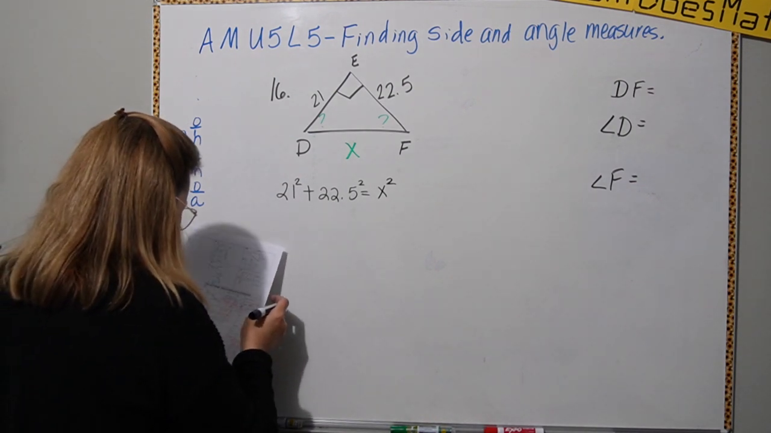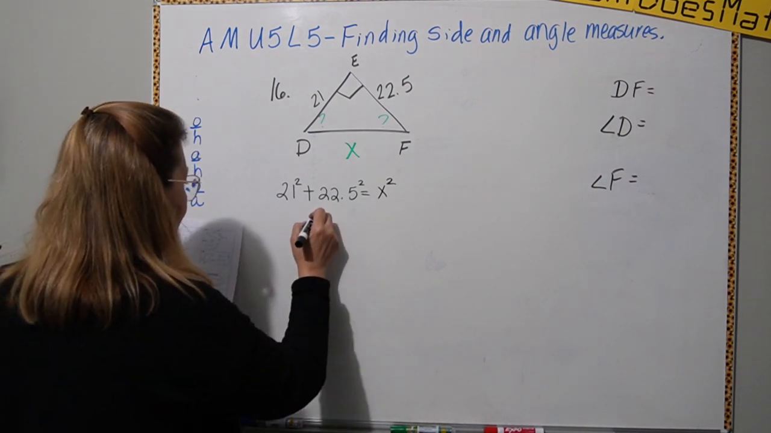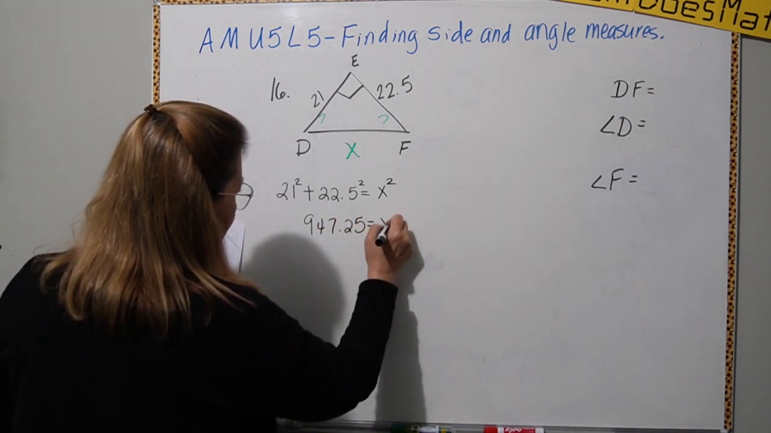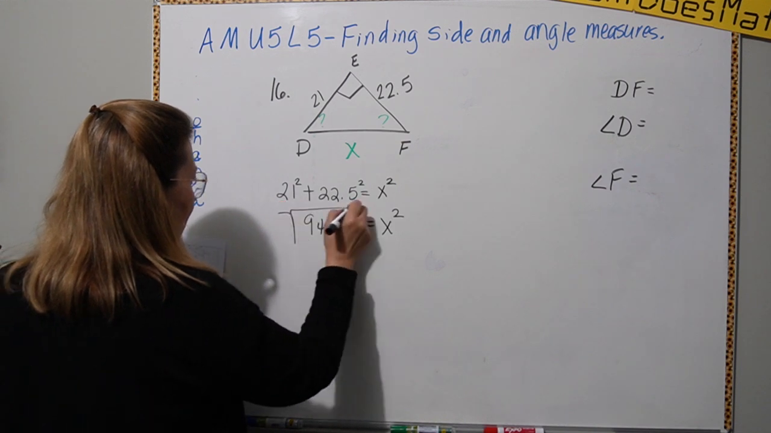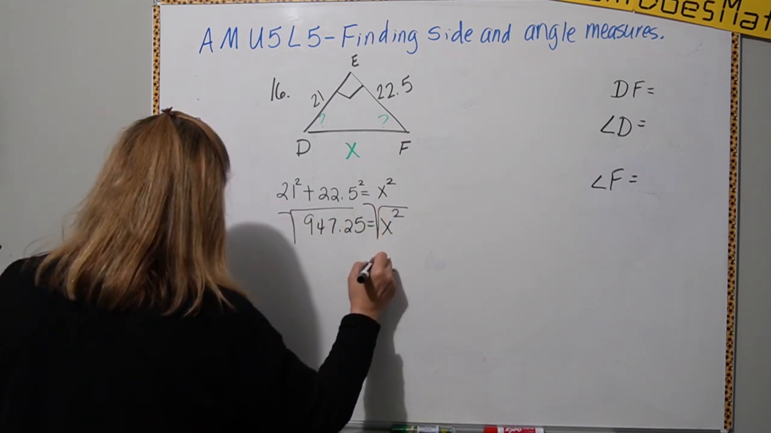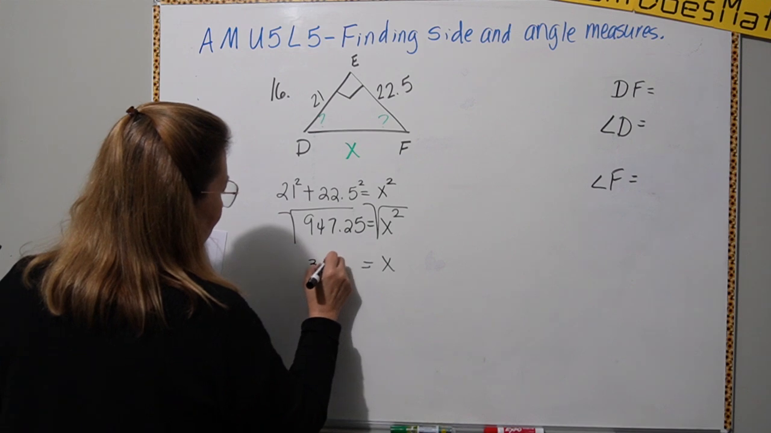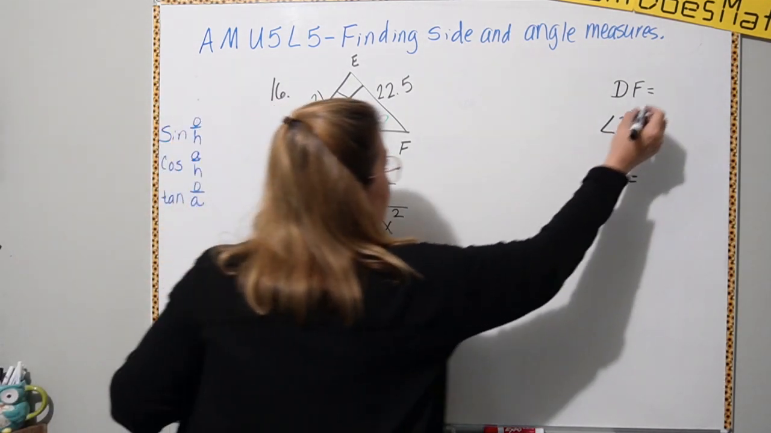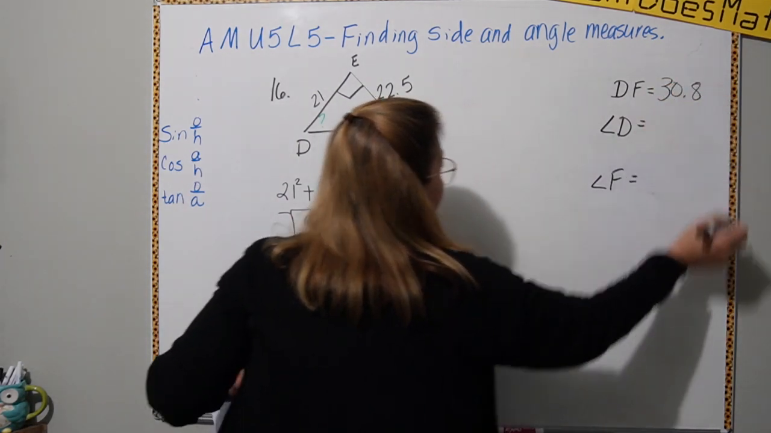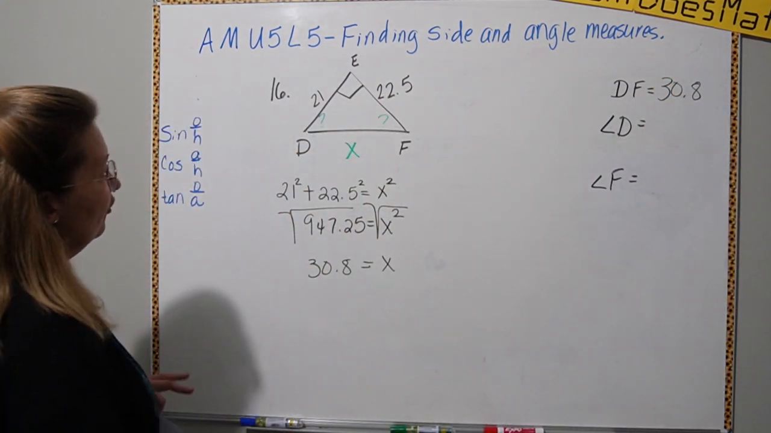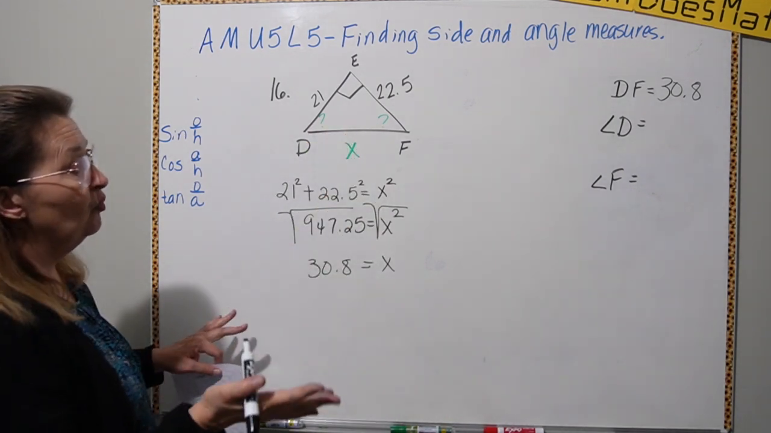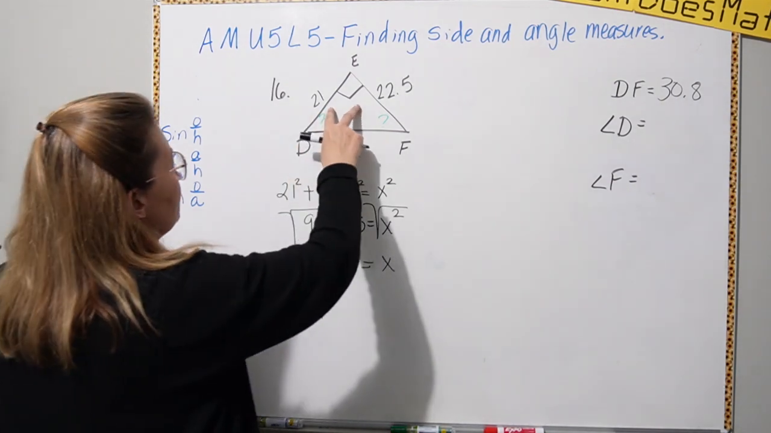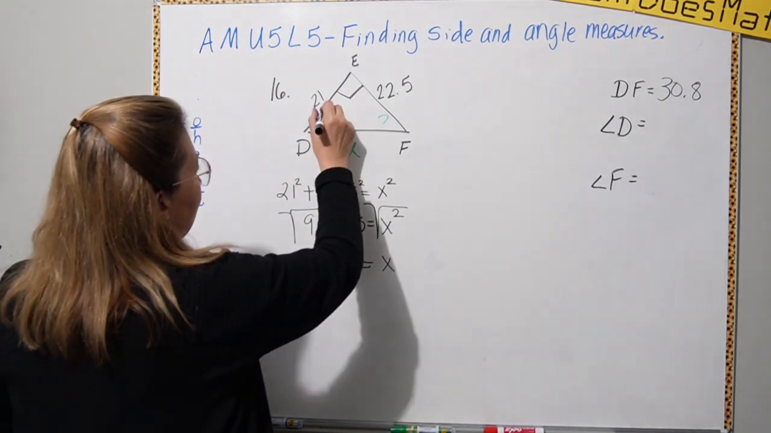So when you square 21 and square 22.5 and add them together, you're going to get 947.25 is x squared. And then if you take the square root of each side, you get that x is equal to, and that's going to round off to 30.8. So the length of DF is 30.8. All right, now as far as finding these two angles, once we find one, we'll have it made because we can just subtract from 90. So look at the two sides we have. Let's do angle D. It really doesn't matter.